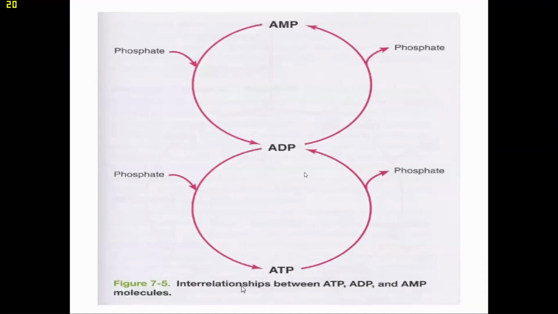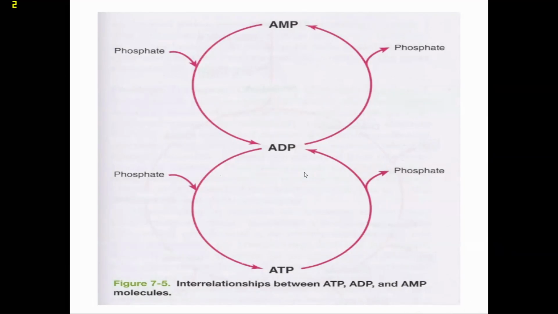Now look, this is the ATP, how it is formed. We have adenosine monophosphate, meaning one phosphate. When you add to it another phosphate, it will become adenosine diphosphate, meaning 2 phosphates. If to this substance you add another phosphate, it becomes adenosine triphosphate, meaning 3 phosphates.